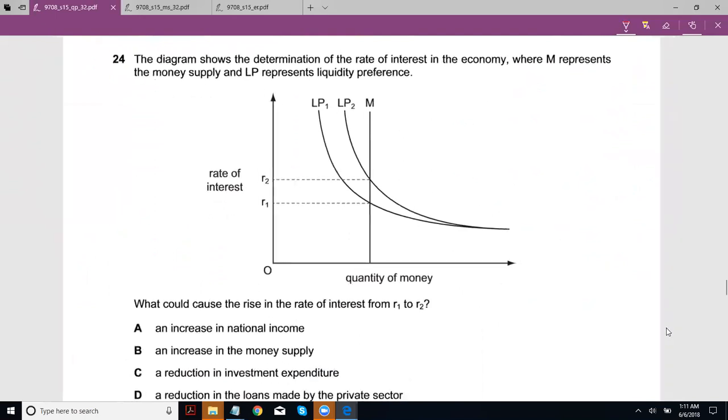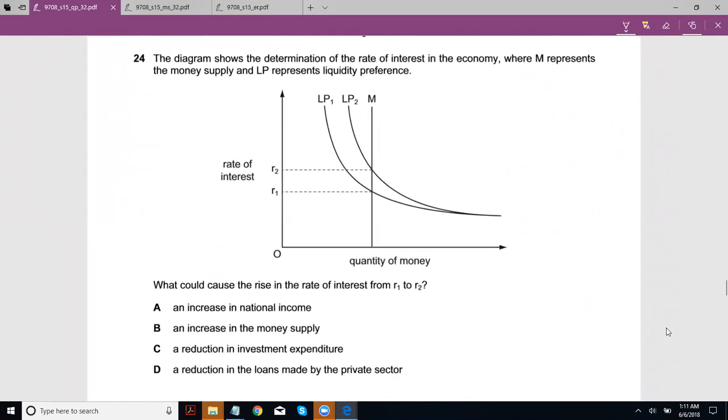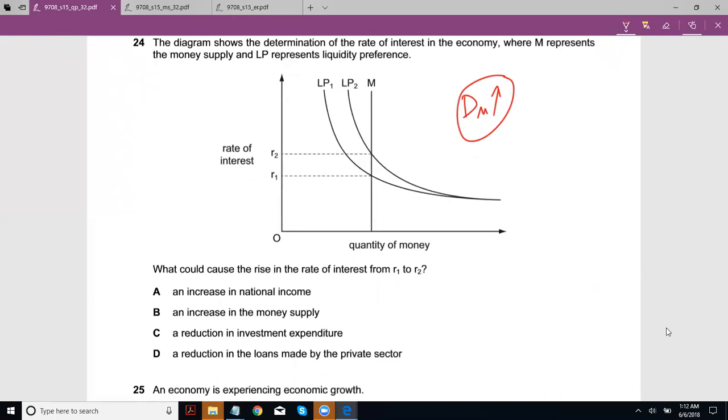24, the diagram shows the determination of the rate of interest in the economy where M represents the money supply and LP represents the liquidity preference. What could cause a rise in the rate of interest from R1 to R2? So if you look here, this in a way is an increase in the demand for money. We know that. And an increase in the demand for money could happen by an increase in national income, because especially this part is mainly interest inelastic.